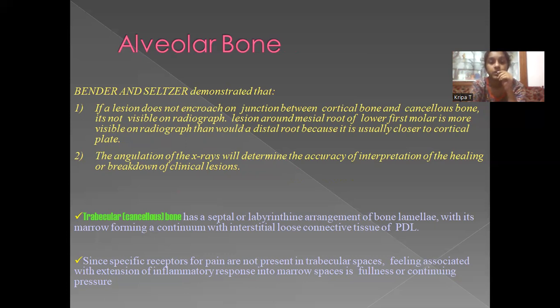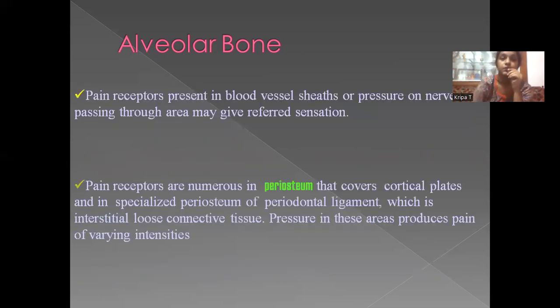Trabeculation or trabecular cancellous bone has a septal or labyrinthine arrangement of lamellae with its marrow forming a continuum with the interstitial loose connective tissue of the PDL. Since specific receptors for pain are not present in the trabecular space, the symptom associated with extension of inflammatory response into the marrow space is fullness or continuing pressure. Pain receptors present in the blood vessel sheath, or pressure on the nerves passing through the area, will create some amount of referred sensation.